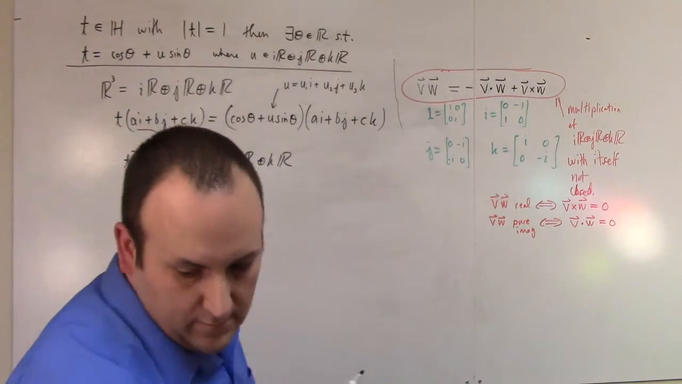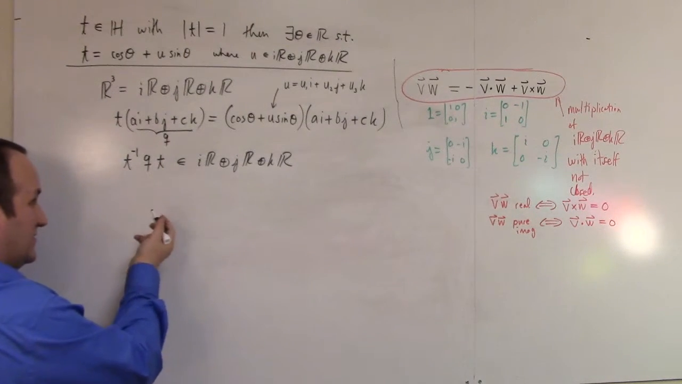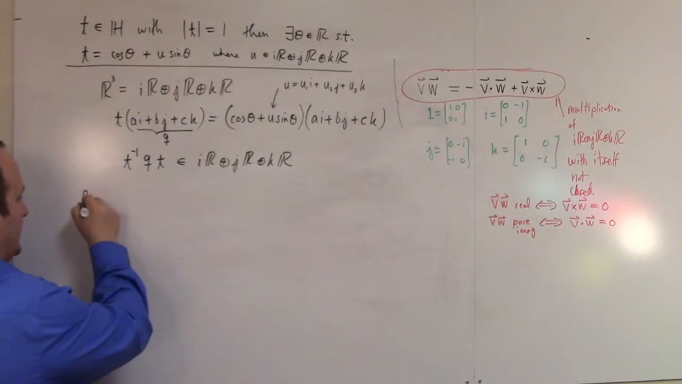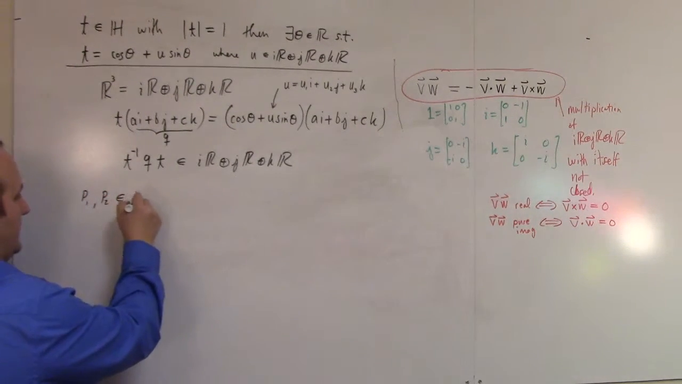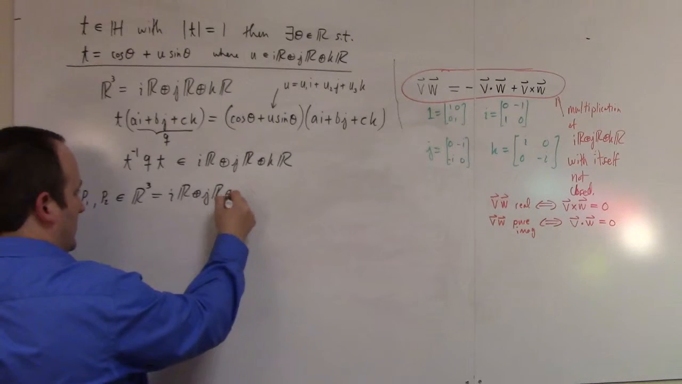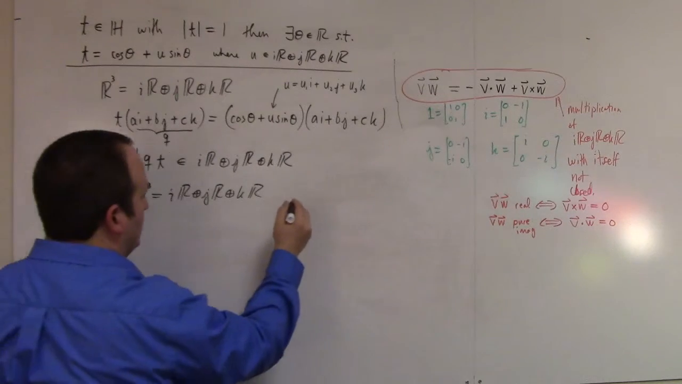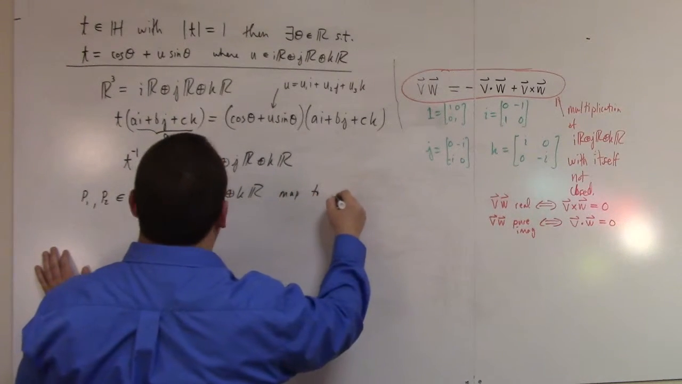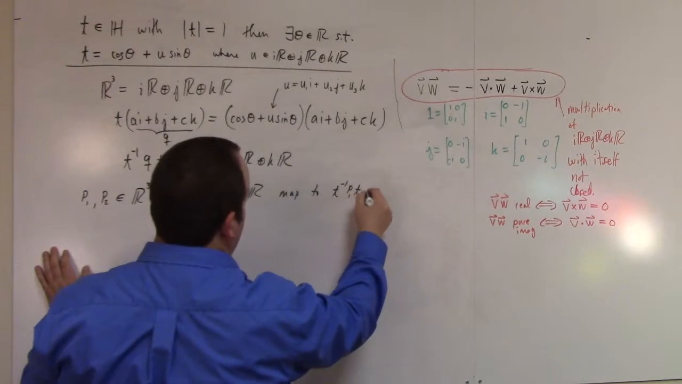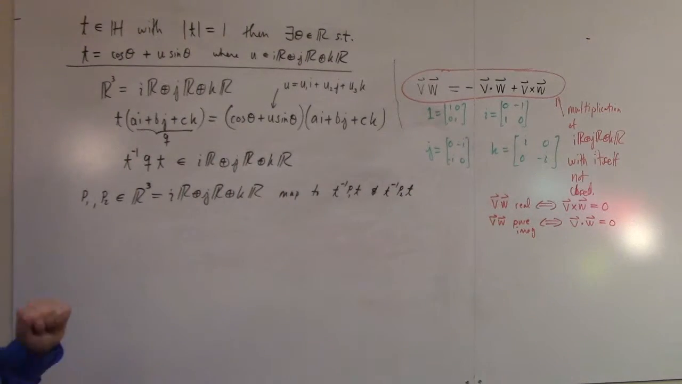Let's see here. So again, I want to take 2 points, let's say P1 and P2 in R3, which we're viewing as iR plus jR plus kR, right? And what we want to do is map these to T inverse P1 T and T inverse P2 T, right? So we're conjugating these points by this unit quaternion. That's what he claims produces an isometry of R3.